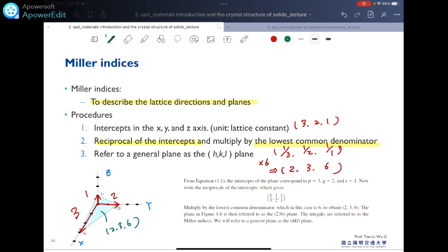Okay, so that's how we name this plane. It's called the 2, 3, 6 plane. This is also the same description here. First, we find the intercepts of the plane, which are 3, 2, 1. Then we write the reciprocals of these intercepts, which are 1/3, 1/2, and 1/1. Then the lowest common denominator is 6. Once we multiply by 6, that will equal 2, 3, 6. Therefore, that's how we name this plane: the 2, 3, 6 plane.